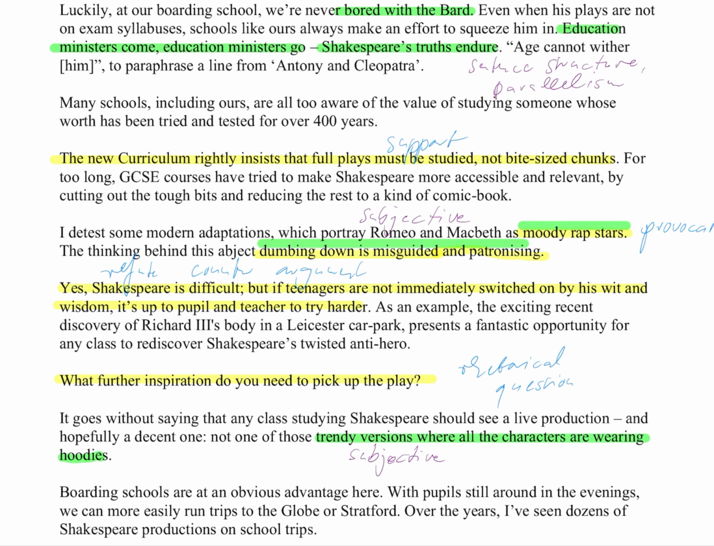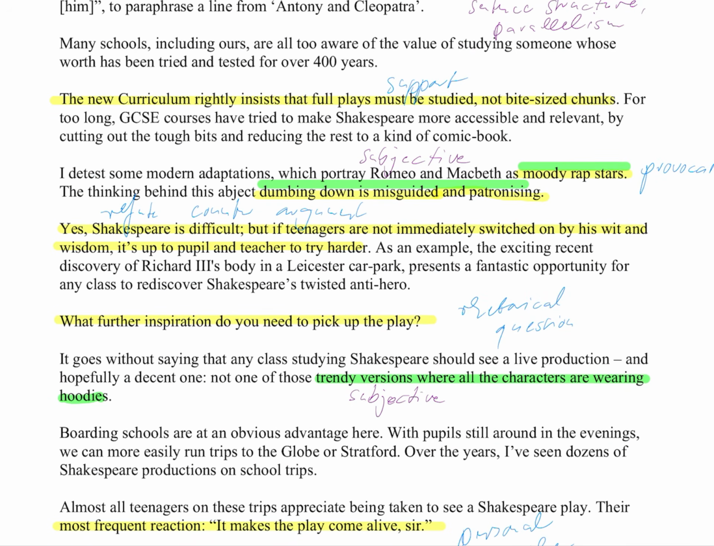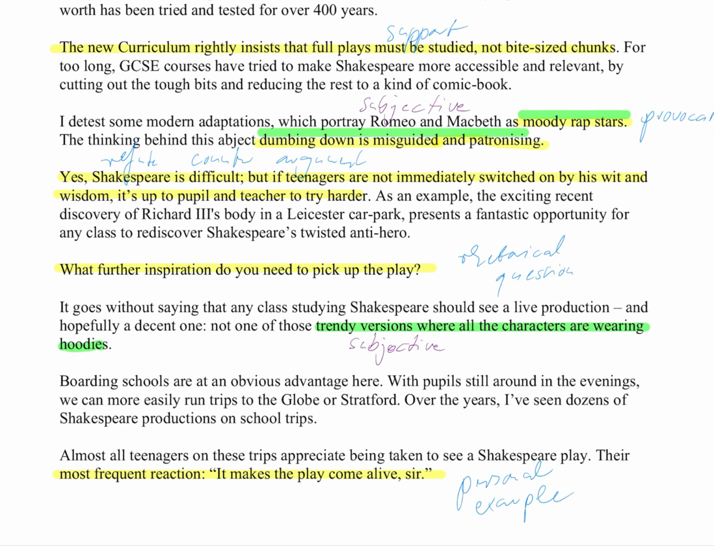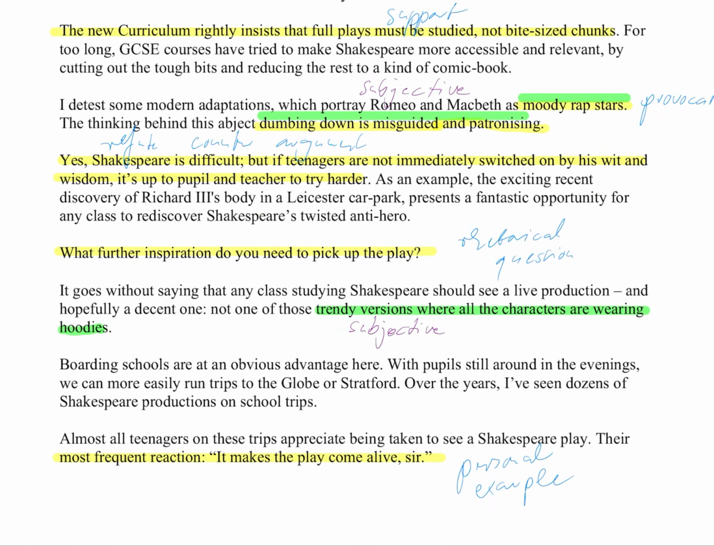Another counter-argument or another argument is refuted down here, that Shakespeare is difficult. He refutes this by saying that it's up to the pupil and the teacher to try harder to understand Shakespeare. That's not enough to say Shakespeare is difficult. He tries to engage the reader using a rhetorical question. What further inspiration do you need to pick up the play? So a clear rhetorical question.